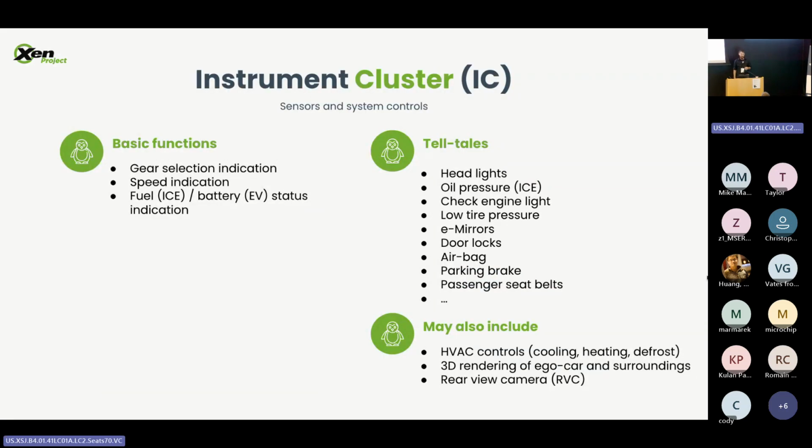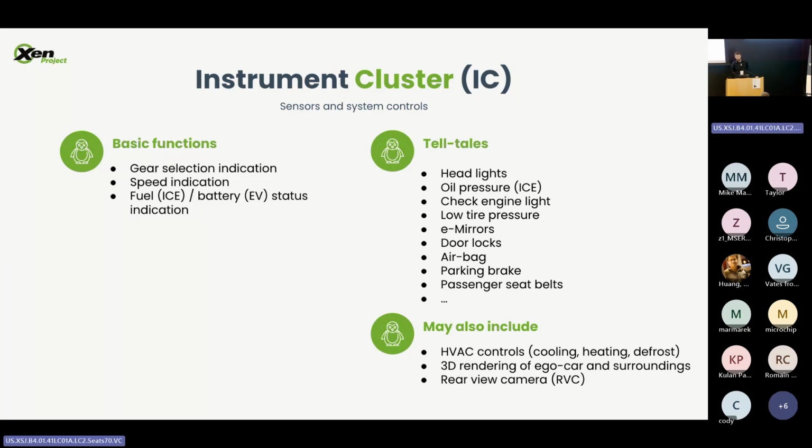Let's quickly walk through what the instrument cluster is. The instrument cluster has gauges, indicators, and any status of the vehicle for the driver. The basic functions are regulatory. It's a gear selector indicator: drive, reverse, parking mode. That's absolutely speed indication, and that's indication of either fuel for ICE cars, internal combustion engines, or it's a battery status.